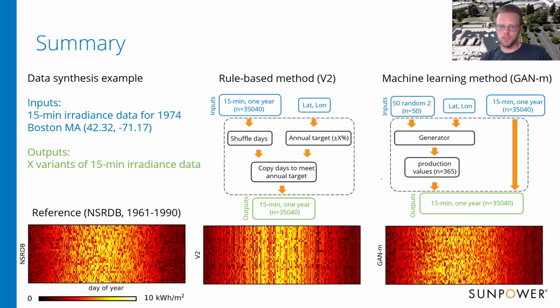So in summary, the class of methods we're talking about today, they receive an input for a single year. In this case, we're doing an irradiance simulation for Boston based on 1974. The output is as many variants as you want of 15-minute irradiance data. For this example in Boston, you can see the historical data reference on the left, the V2 method in the middle, and GAN-M on the right. And as you can see, these methods generate plausible data that can be used in a wide set of applications.